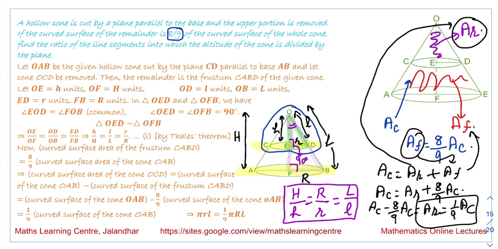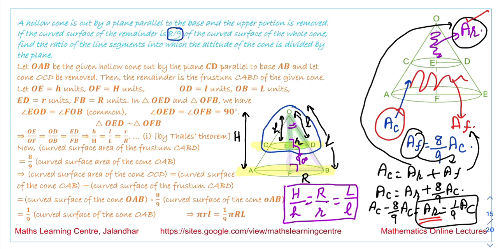I am showing the calculations on the next slide. What we have obtained is that AR is equal to 1 by 9 times AC. Now what is AR? It is the area of the remaining portion of this cone, the curved surface area, which is pi r l, and that is equal to 1 by 9 times the area of this complete cone, and that value is pi capital R into capital L.